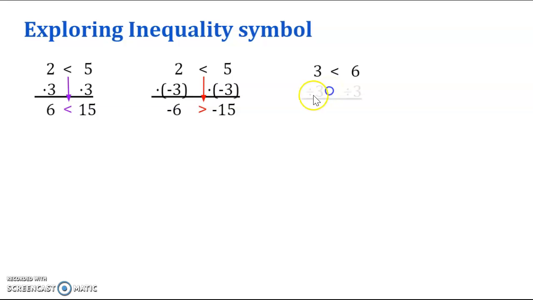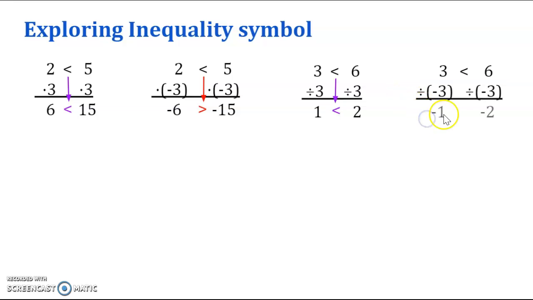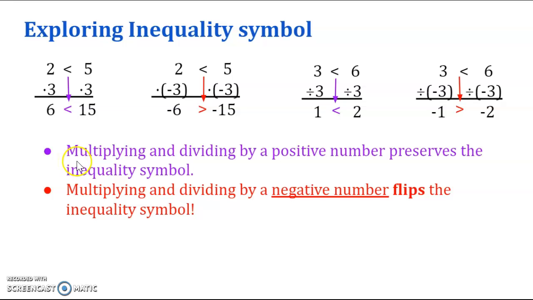And 3 and 6 divided by positive 3, it's going to be left with 1 and 2, and the inequality symbol is preserved. Whereas dividing by a negative number, negative 1 and negative 2, which is the bigger number? Negative 1 is the bigger number, and so the inequality sign again got flipped. So the thing to walk away from this is that multiplying and dividing by a positive number preserves the inequality symbol as it is. However, if you multiply or divide by a negative number, like the second and the fourth case, it flips the inequality symbol.